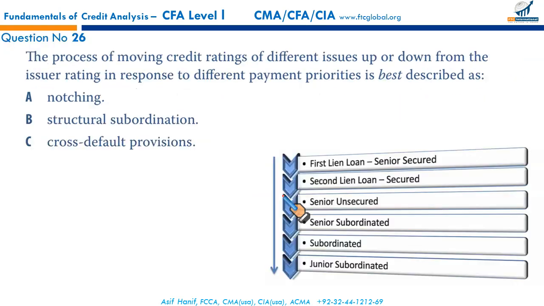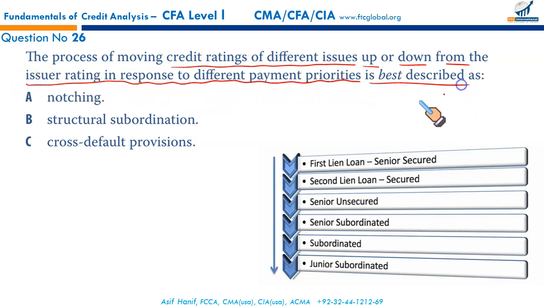Next. The process of moving credit ratings of different issues up or down from the issuer's rating in response to different payment priorities is best described as notching. That is the correct option. Look no further. Notching is the process of moving ratings up or down relative to the issuer rating when the rating agencies consider secondary factors such as priority of claims in the event of default and the potential loss severity. So this is the exact textbook approach-based question.